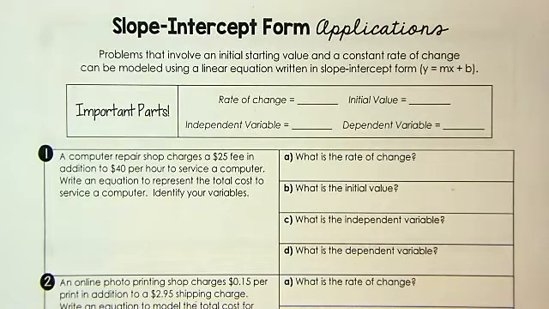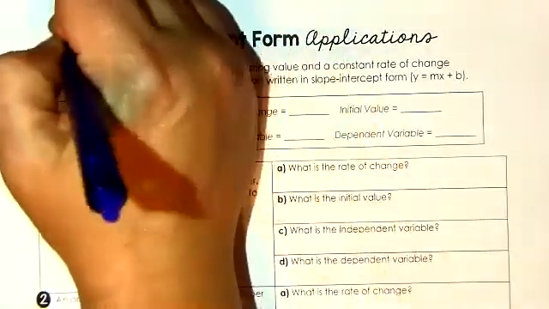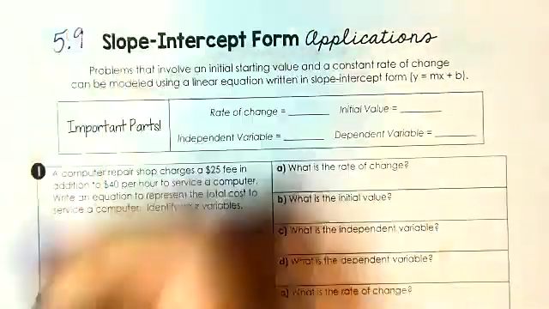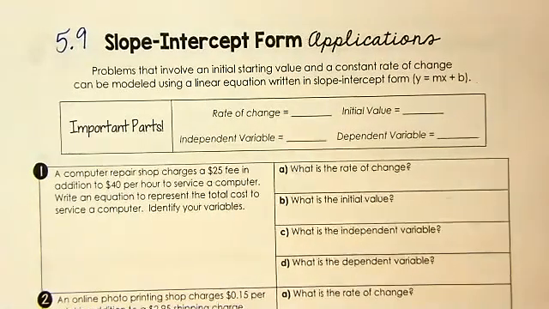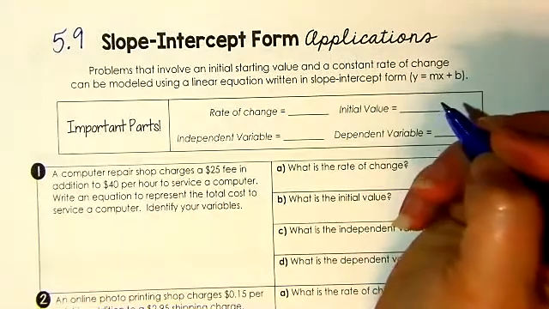This is section 5-9, which is where we put a lot of what we've been doing in using it with word problems. Okay, so this is slope-intercept form with applications.